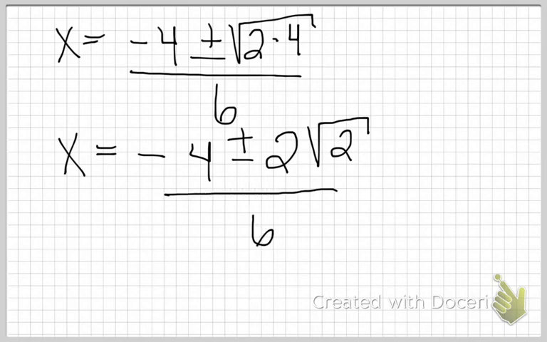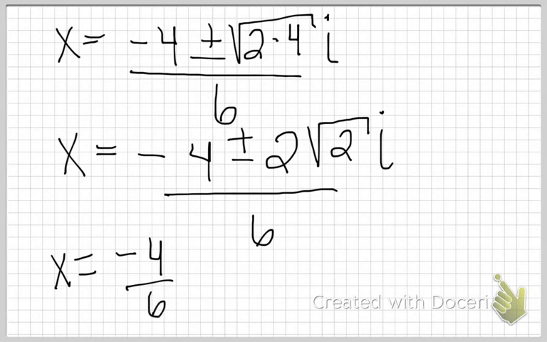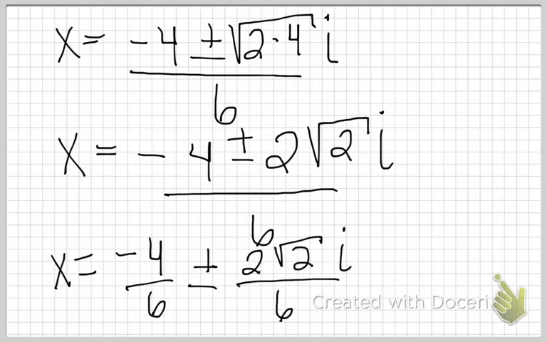Last thing I need to do is to separate out my fractions to simplify. Oh, and I forgot about the i right there. x equals negative 4 over 6 plus or minus 2 square root 2 i over 6. It's key that you separate out the real and the imaginary part.